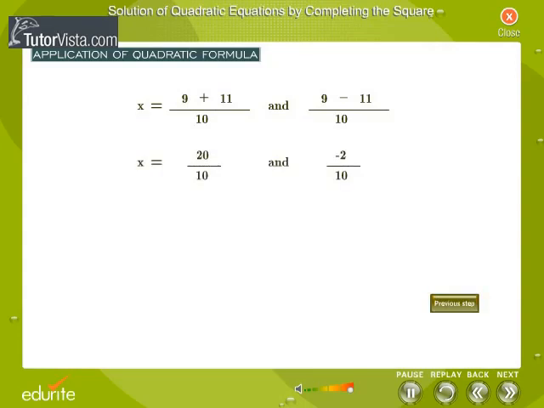The roots of the equation 5x squared minus 9x minus 2 is equal to 0 are x is equal to 2 and x is equal to minus 1 by 5.